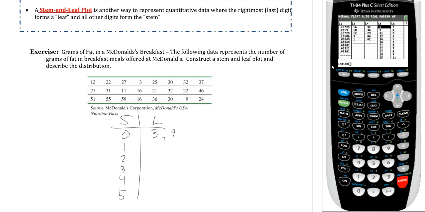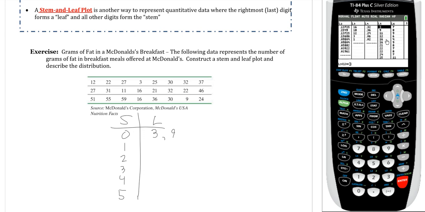Some stem and leaf plots don't use commas between digits. I recommend doing it. It's a lot easier to separate. But what you do always want to make sure is that the spacing between the digits is uniform. So if I have multiple digits here, I'm not going to try to squish them all together. I'm going to try to keep the spacing the same, and you'll see why in a moment.